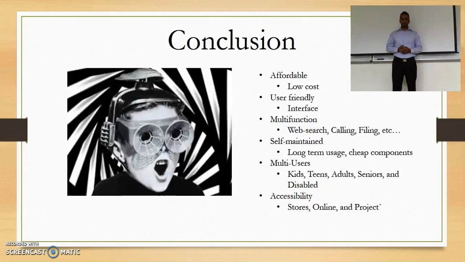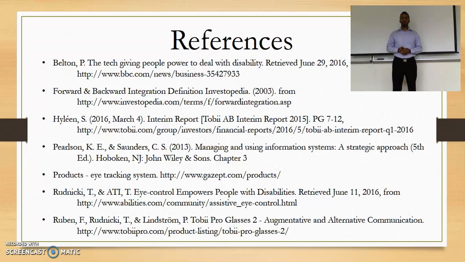It's also multi-user. Kids can use it for training and learning. Teens can use it for interaction, social media. Adults can use it for research, and seniors can use it as aid. And of course, the disabled can use it as an assistant device. When it comes to locating such a device, you can look it up, you can find it online, you can find it in stores, and of course, if you need more information on that, you can ask me and I'll direct you. The following slides are referenced, which highlight the success of this project.